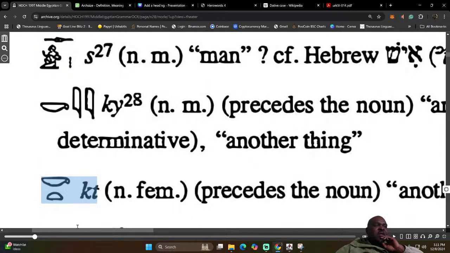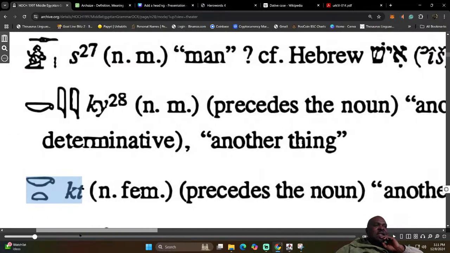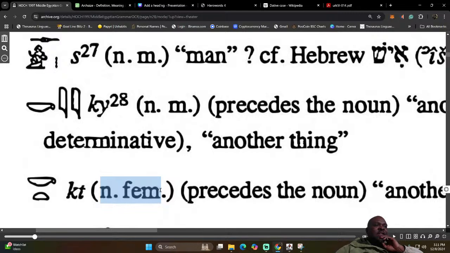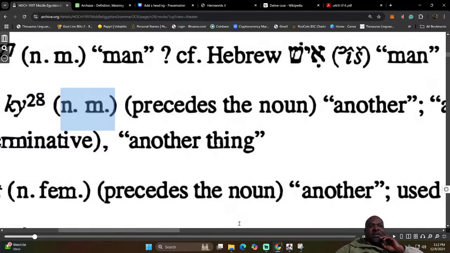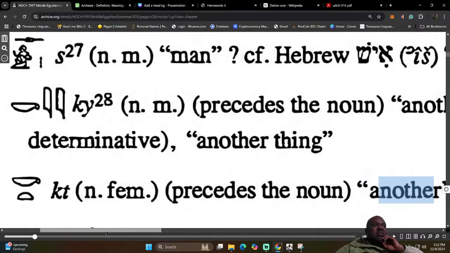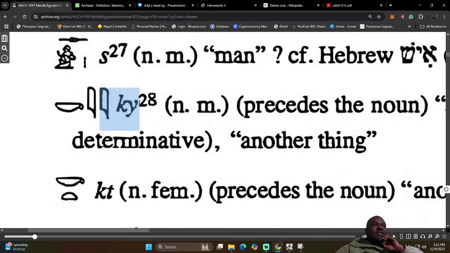So now you can come over here and see that it is just a noun and it's feminine. This is the noun masculine. Above it, that means thing, another. And this one means another. So key is the masculine way to say another, and cat is the feminine way to say another.